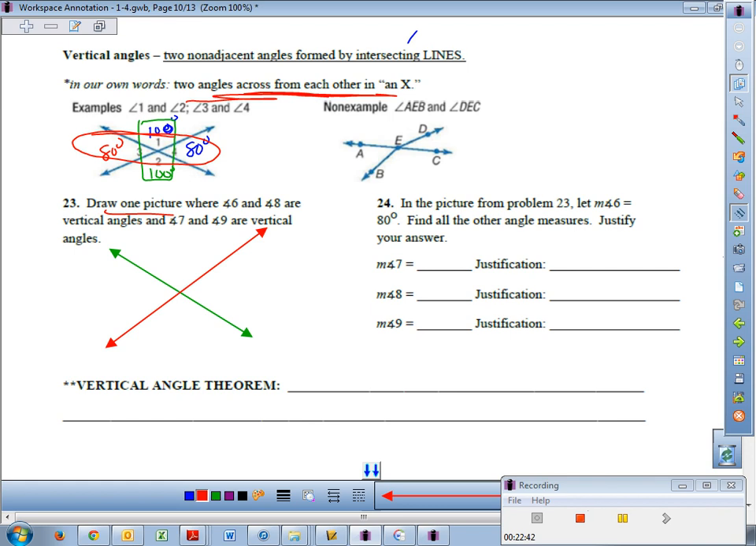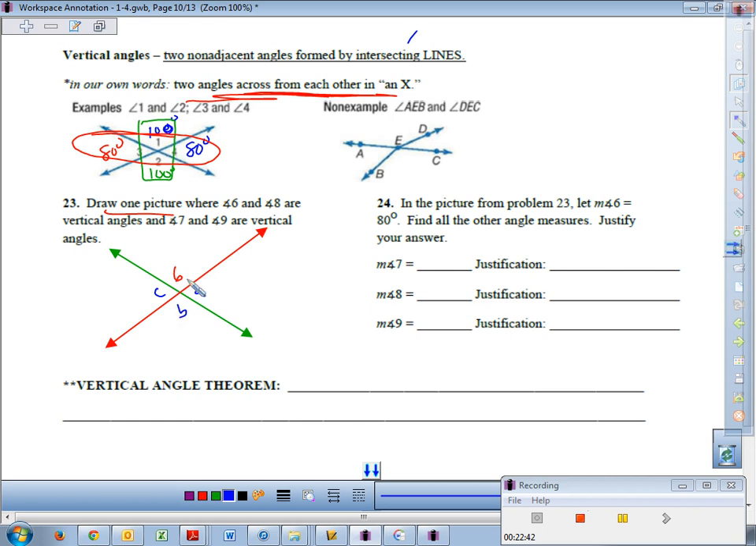Okay? So, if I put a 6 here, which I didn't have to, but I did, I want you to tell me, multiple choice, A, B, or C, where does the 8 go for them to be vertical angles? It's got to be at B, right across from each other. These are next to each other in the X. These are a linear pair. These are a linear pair. These are right across from each other.